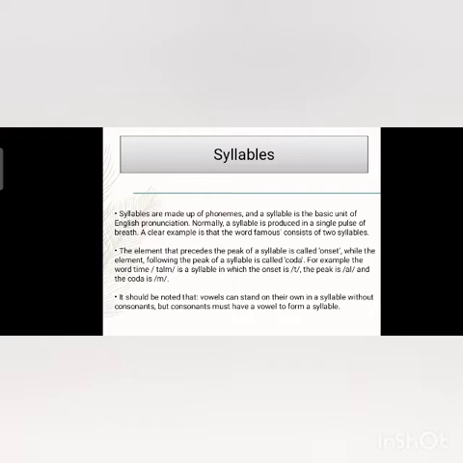The element that precedes the peak of a syllable is called the onset, while the element following the peak of the syllable is called the coda. For example, the word time is a syllable in which the onset is T, the peak is the vowel, and the coda is M. It should be noted that vowels can stand alone in a syllable without a consonant, but a consonant must have a vowel to form a syllable.